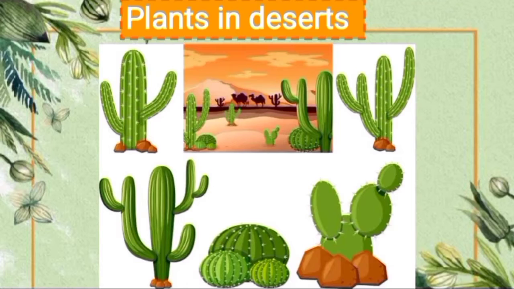As you know, extremely hot and dry places are called deserts, and there is very little water available in the desert. Examples of plants growing in deserts are cactus, babool, etc. And desert plants are also known as xerophytes, and some adaptations shown by these plants or trees are that leaves change into spines to prevent water loss by transpiration. You can see in the picture.